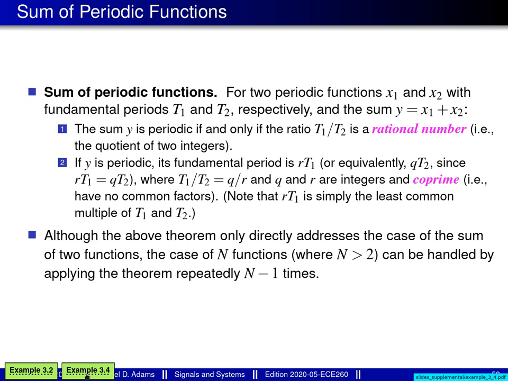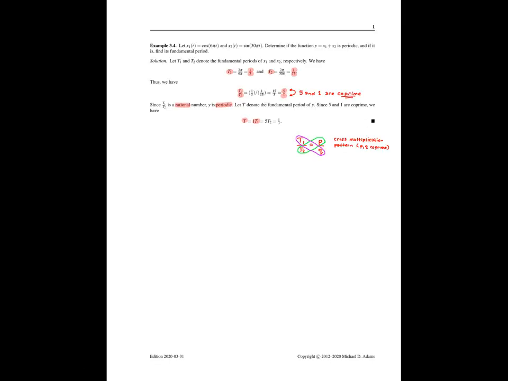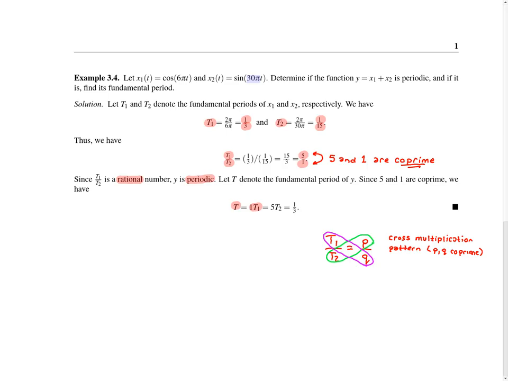The next example that I'd like to consider is example 3.4. In this example, we're given two periodic functions, x1 and x2, and we're asked to determine whether the sum of these functions, which we're calling y, is periodic. And if it is periodic, we're asked to find the fundamental period. So again, we're going to use the theorem that was introduced a little bit earlier in order to do this.